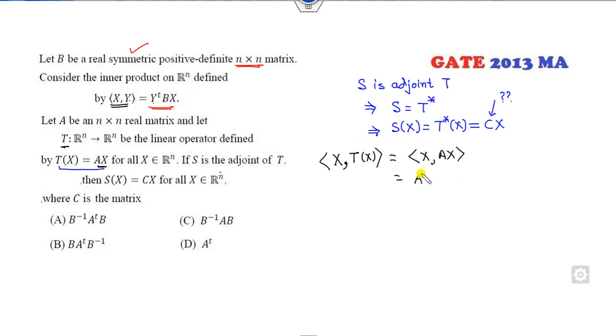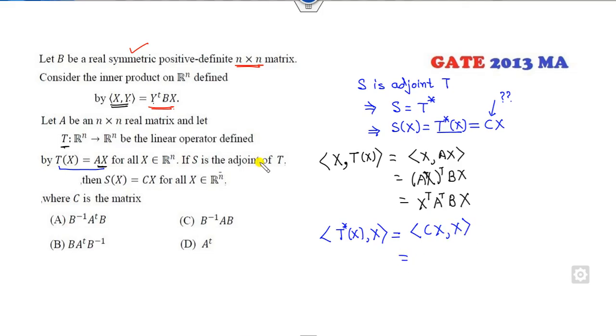So Y transpose, that is A transpose, sorry, it's AX transpose B of X. So I can open this as X transpose A transpose B of X. Fine. Second, I can apply this property, T star of X comma X. What is my T star? T star is my CX comma X. Again, I can apply this property, X transpose B of X.